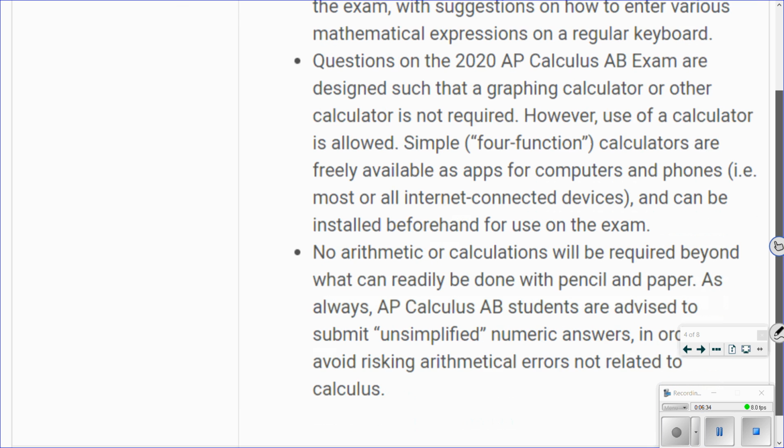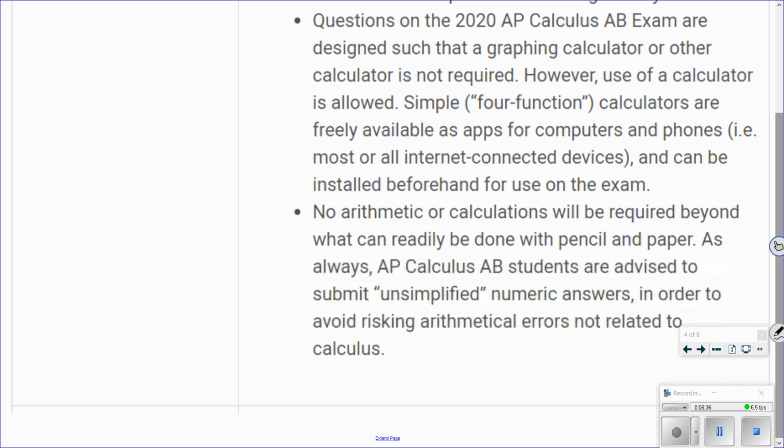No arithmetic or calculations will be required beyond what can readily be done with a pencil and paper. AP Calculus AB students are advised to submit unsimplified numeric answers. So just like before, there's no reason to simplify your answer down unless it specifically tells you to. You don't want to lose points because of arithmetic errors.